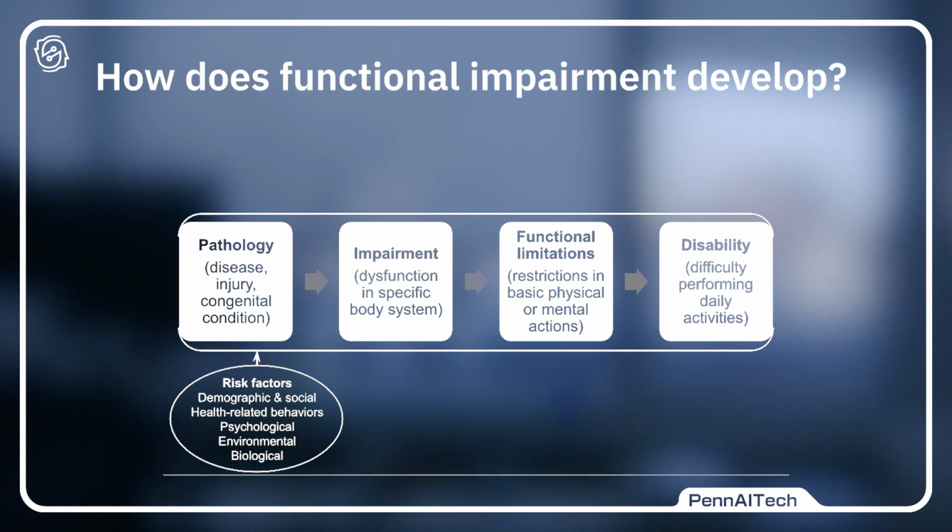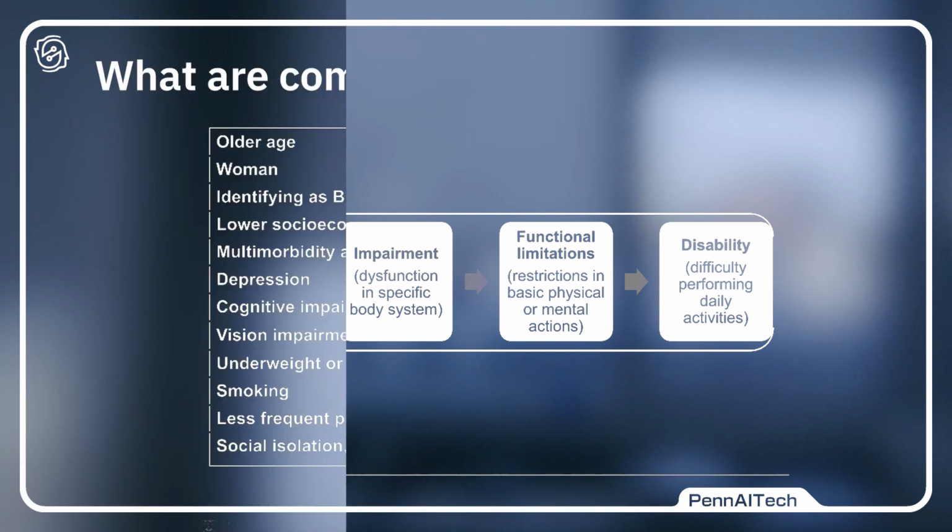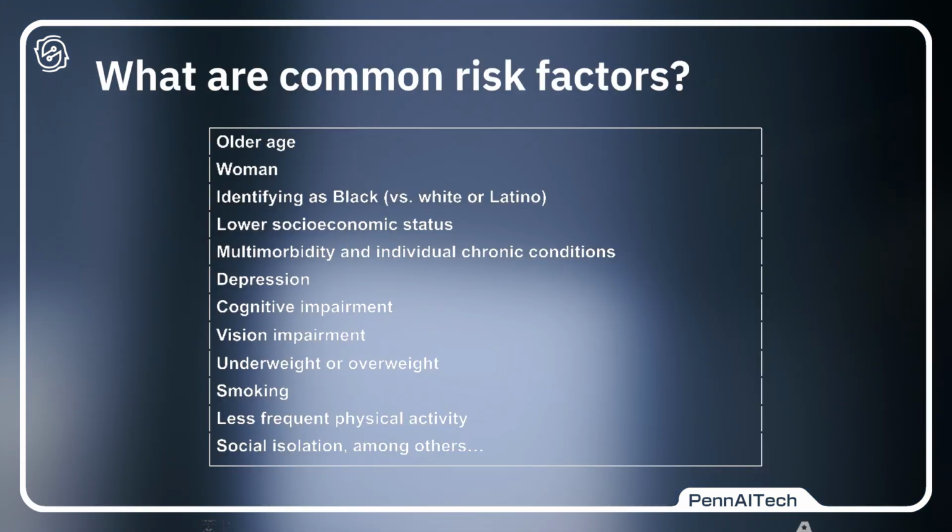Verbrugge and Jette conceptualized three different types of factors that influence how quickly individuals move along that main pathway from pathology to impairment to limitations and disability. And these include risk factors that act in the earlier part of an individual's life and influence their risk of developing pathology. So what are some common risk factors for functional impairment?